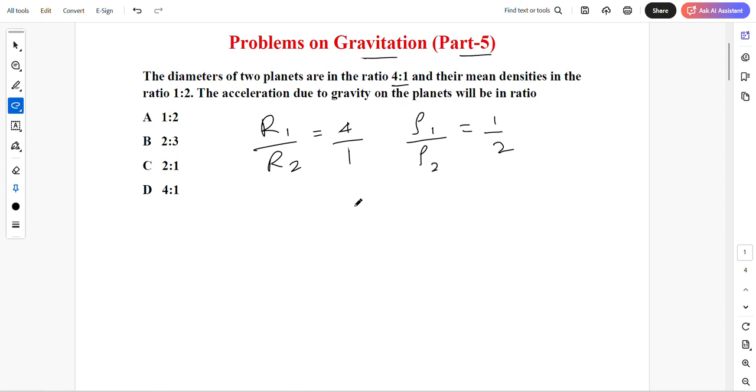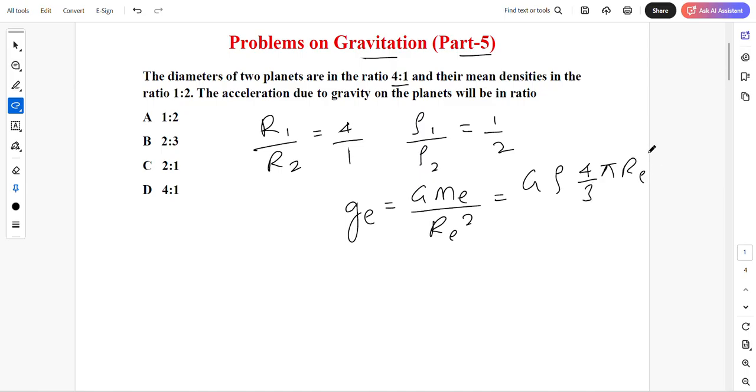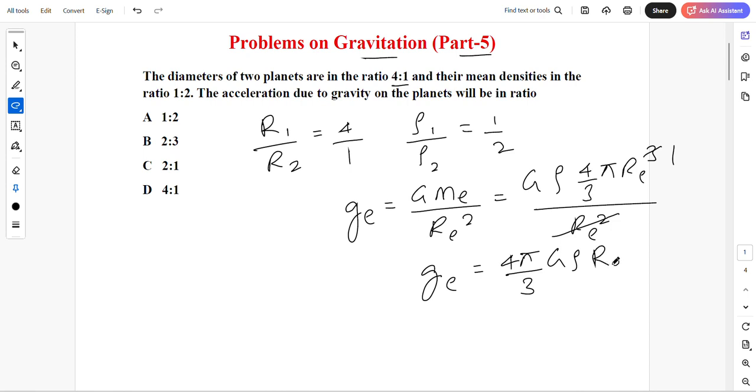Okay, now we know that acceleration due to gravity, that is g = G Me by Re square. Now let us write it in terms of density, that is G into rho into 4 by 3 pi Re cube divided by Re square. This Re square, this power will be 1. Therefore, Ge will be equal to 4 pi by 3 G rho Re. This is rho e Re.